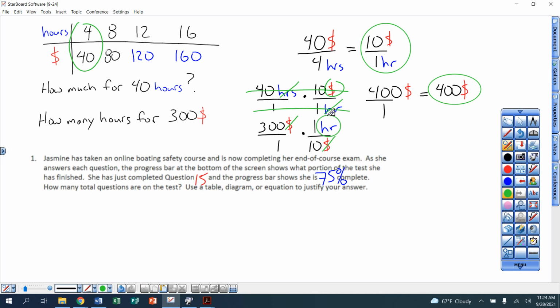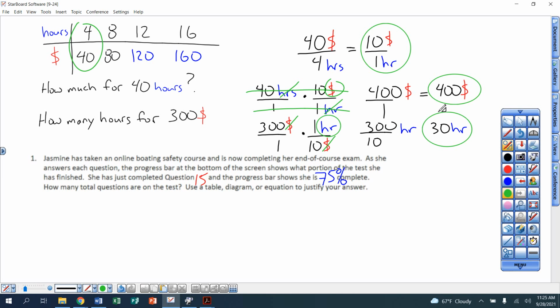And then I times straight across. 300 times 1, 300. 10 times 1, 10. This is hours. If I divide the top number by the bottom number, that will give me, it took 30 hours to work at that unit rate to earn that $300. Second word is view. Hopefully I gave you the first word. First word is view.